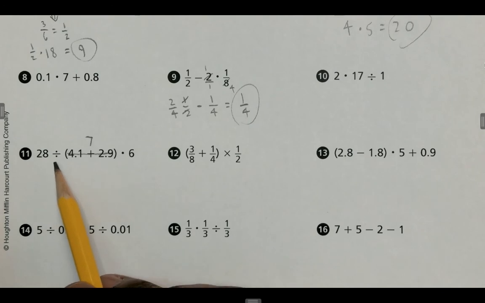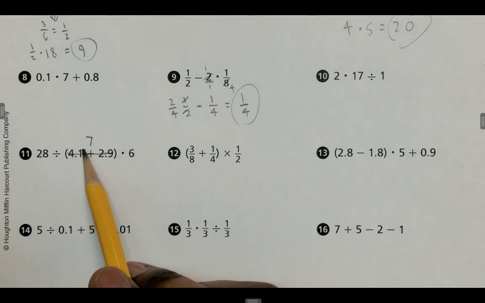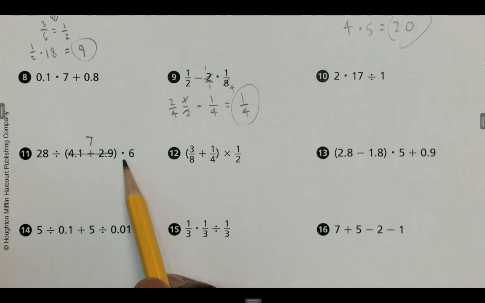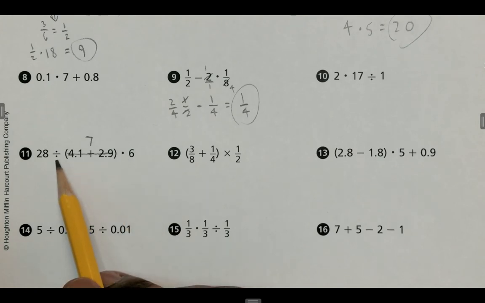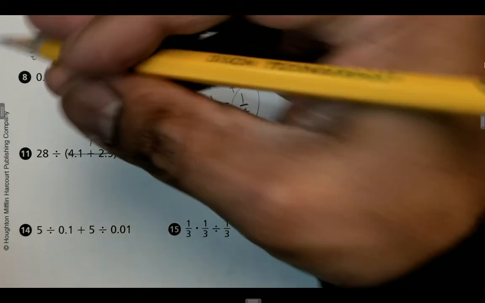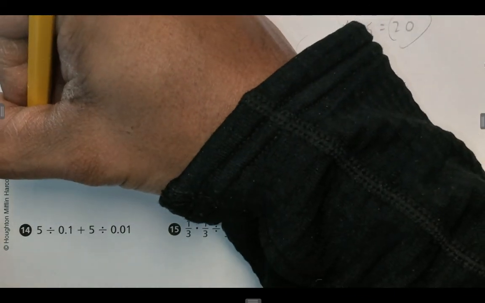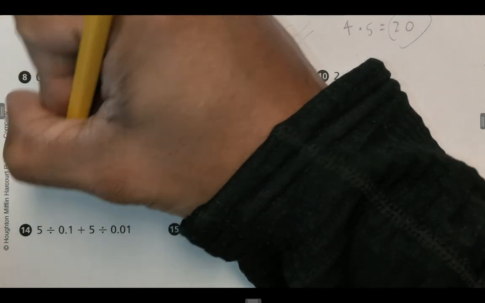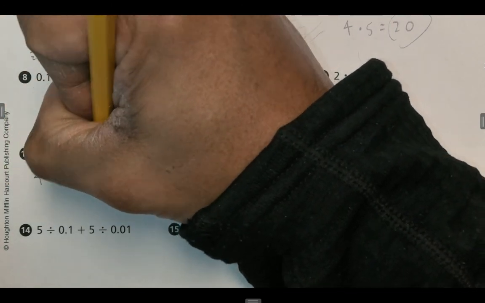We have 2 operations left, 28 divided by 7 times 6. Division and multiplication both have the same rank, but the tiebreaker is division first. It's on the left. 28 divided by 7 is 4. 4 times 6 is 24.